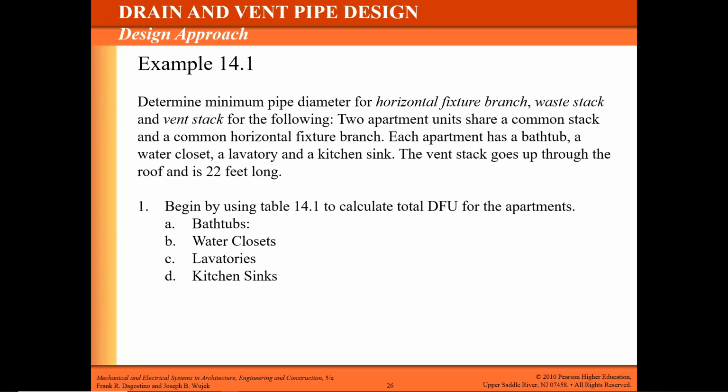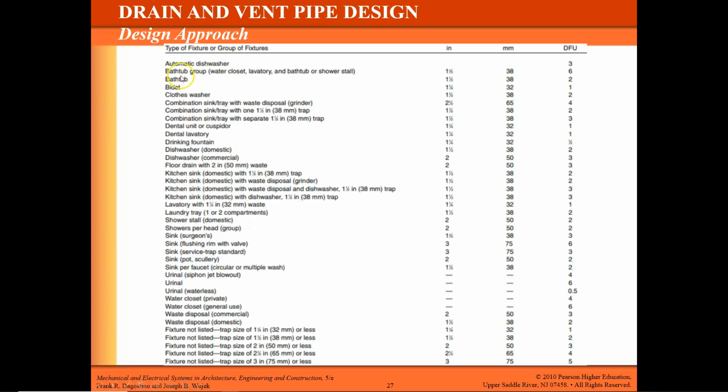First of all, we need to figure out how many DFUs are on each apartment and total. So we have bathtubs, water closets, lavatories, and sinks. There are 2 of each. So let's see how many DFUs each of those has. So bathtubs, we come across here, we can see that that is going to be 1 DFU.